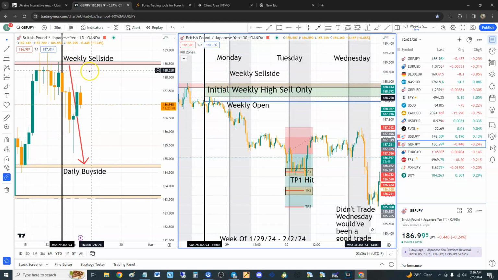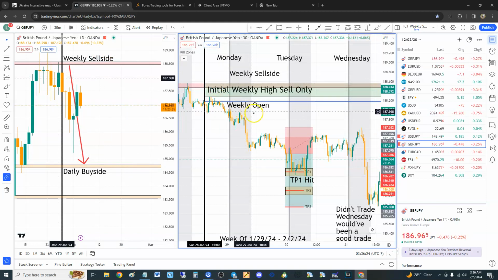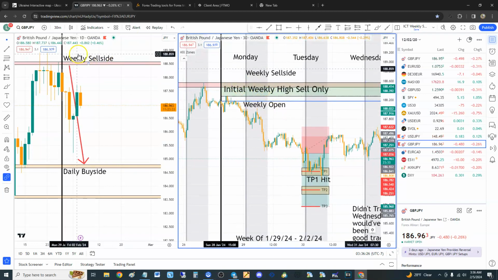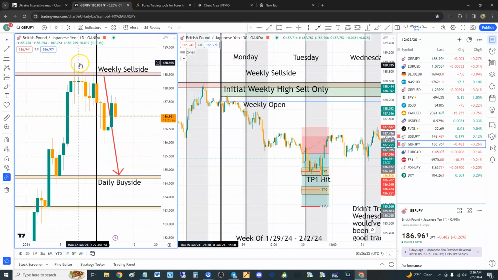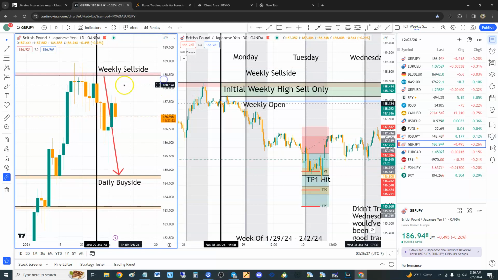If you notice, off the top here of the weekly sell side. So we call that the weekly sell side. It could be a daily sell side, whatever it is, if it's bouncing off the weekly or daily. But it's bouncing off the weekly resistance at the very top. If you look here on the left hand on the daily chart, you notice these little wicks going to the top. That's where retail traders got stopped out.